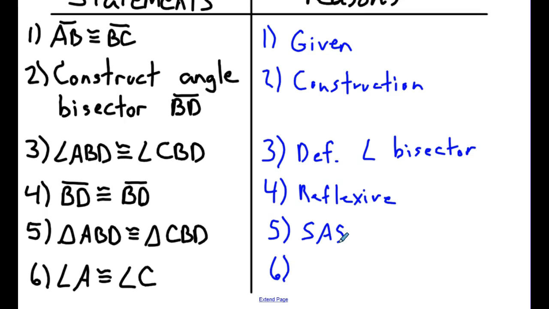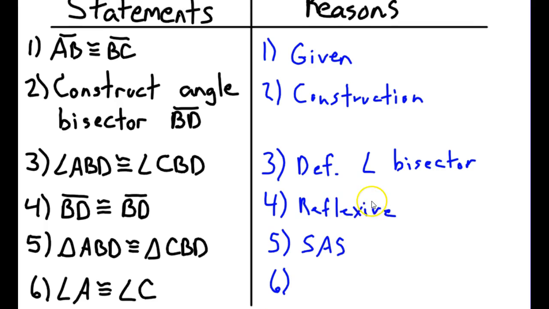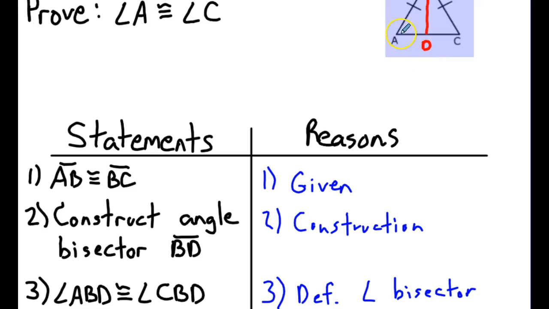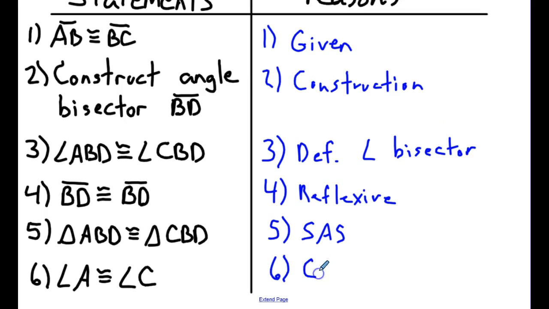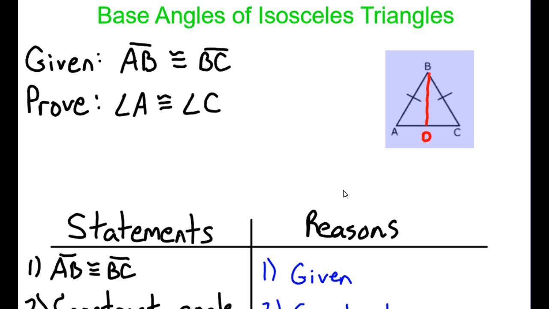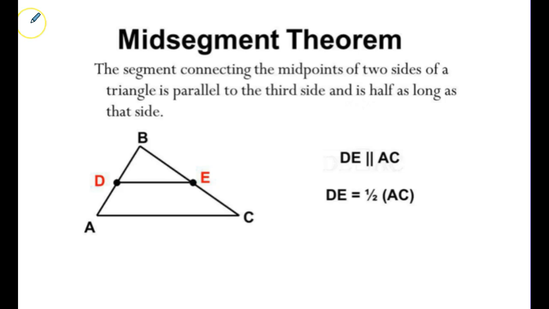And finally, we're to step 6. Since we know those two triangles are congruent, corresponding parts must be congruent. So we can finally say that angle A is going to be congruent to angle C, and that is CPCTC. Corresponding parts of congruent triangles are congruent. So now we've shown a proof that demonstrates that if two sides of a triangle are congruent, the base angles opposite them must be congruent as well. The base angles theorem. To end this lesson, we're going to discuss two more theorems and a few definitions.